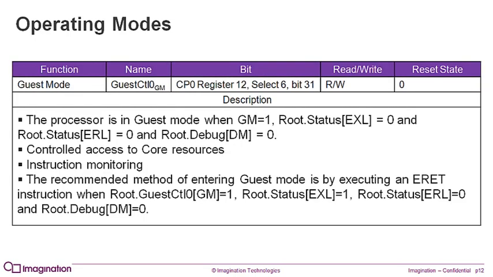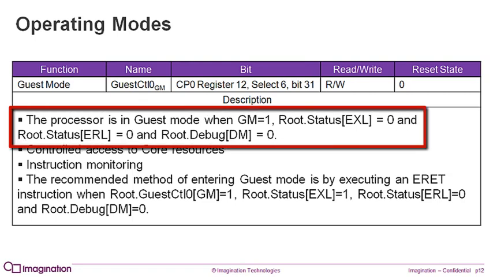Guest mode is controlled by the CP0 root guest control 0 GM bit. It is used along with the root mode exception and error status bits EXL and ERL and the debug mode bit DM to determine whether the processor is operating in guest or root mode. The processor is in guest mode when the GM bit is set and the root status EXL and ERL and DM bits are cleared.